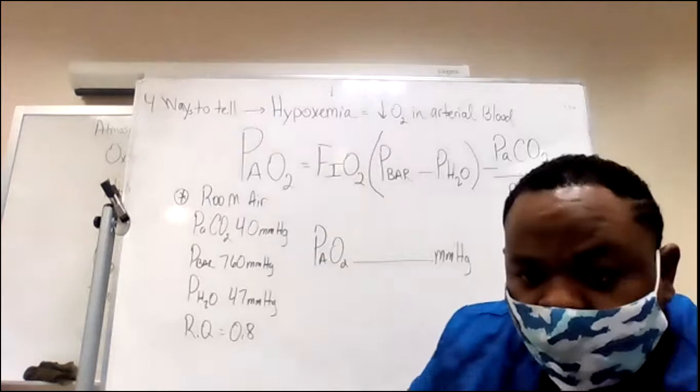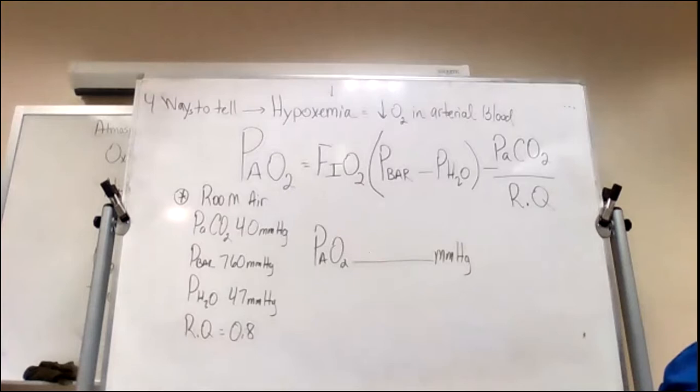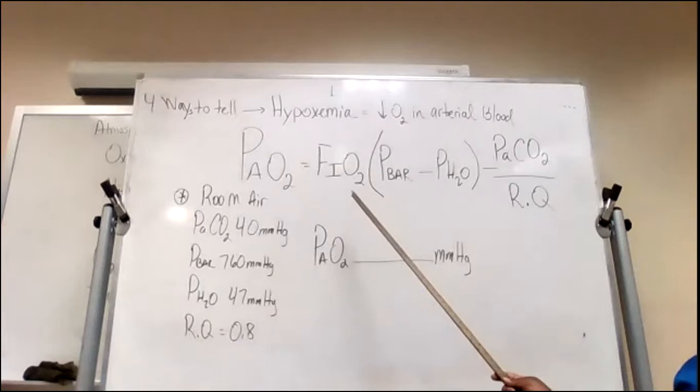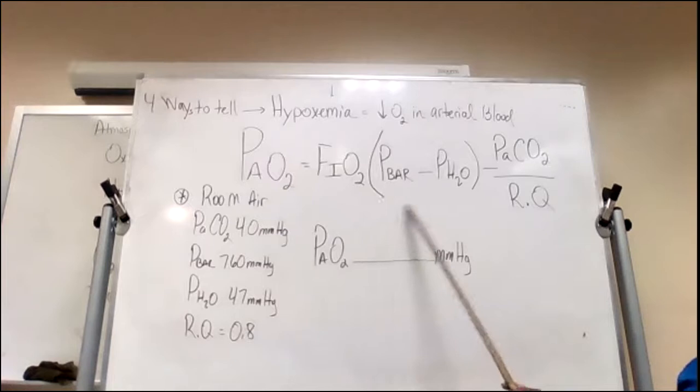When you get it, put it in the chat for me. What is the alveolar oxygen tension? Just plug these values in to here. Ms. McCarthy, are P bar and the pH2O supposed to be in decimal form? The only thing you have to change to a decimal is the FiO2, because that's a percent. And the FiO2 is room air. So room air is 21%, so that will be 0.21. And the rest of them are just as you see it.